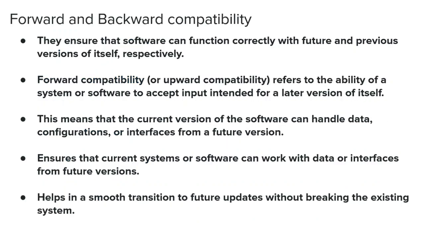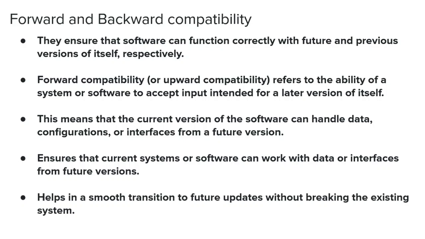There is one more type of compatibility that is known as forward compatibility and backward compatibility. What exactly is forward and backward compatibility? They ensure that the software can function correctly with future and previous versions of itself respectively. Whenever any web application is developed, it will start with a first version, and in the future as new features keep coming into the application, the version will keep upgrading. So first it will become 1, then it might become 1.1, 1.2, 2.3, 3.4 and so on. So versions will keep updating.